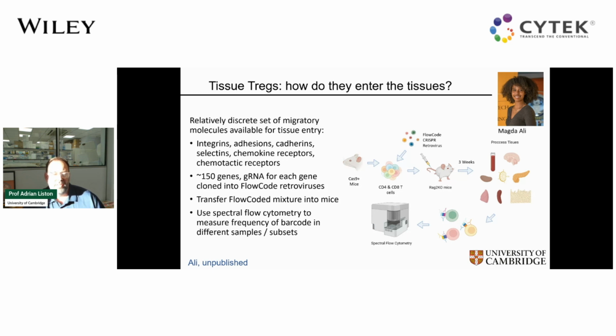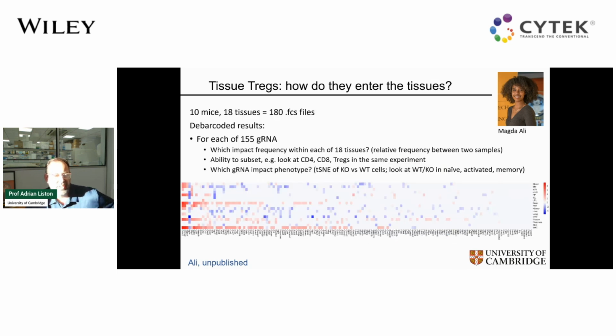We can then transfer that mixture of cells into a RAG knockout mouse and see if knocking out one of those genes prevents that particular cell from entering a particular tissue, but multiplex it, where we can look at all 150 guides in a small number of mice. And then we use spectral flow cytometry to measure the frequency of each barcode in different samples. So this is the type of data that we can get out.